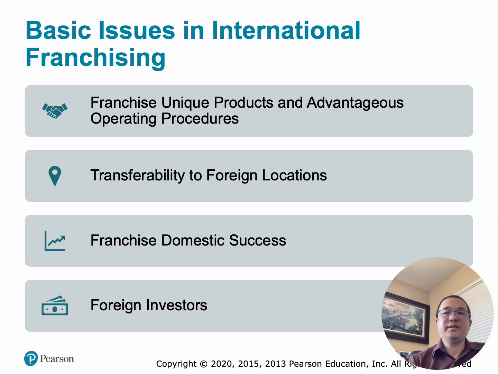As an example, Starbucks expanding internationally. The unique product and operations of Starbucks would be the strong coffee brand and the consistent store experience. Transferability: coffee culture exists worldwide, and the menu can be localized. Domestic success: there are thousands of successful U.S. stores. Foreign investors: it partners with local operators in many countries. Because all four conditions were largely met, Starbucks was able to expand successfully worldwide.